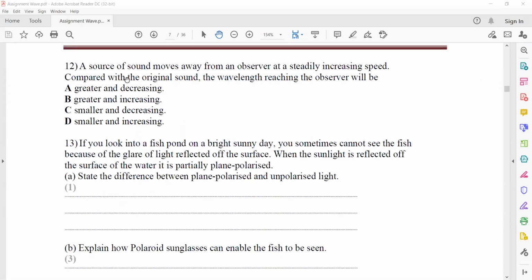A source of sound moves away from an observer steadily, increasing speed. Compare with the original sound, the wavelength reaching the observer will be... Like you have a source and you have an observer, and the source is moving away from the observer. So compared to the sound when it was stationary, and it is also accelerating. What could be the answer? What happened, compared with the original sound, to the wavelength?